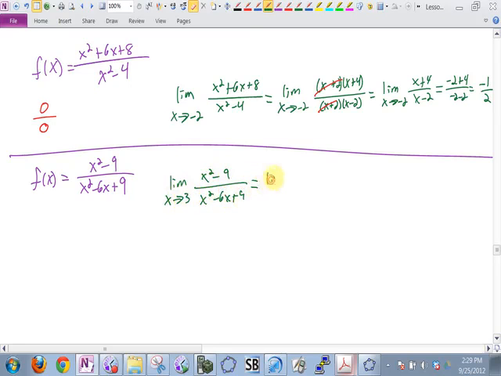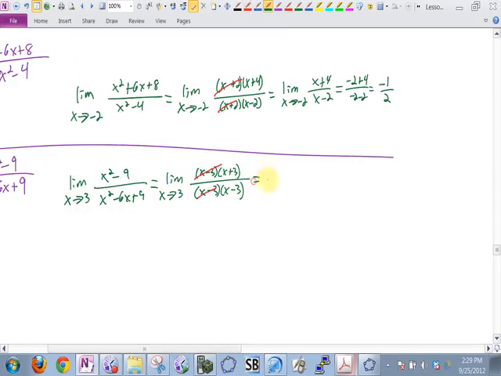Well, when we factor this thing, we get (x minus 3)(x plus 3). The bottom gives me (x minus 3)(x minus 3). So when we cancel a common factor, we have the new limit for what is actually a new, different function, but I know its limit will be the same: (x plus 3) over (x minus 3).